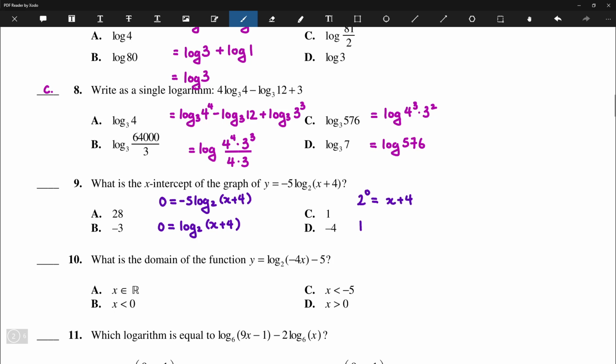2 to the 0 power, of course, is 1. So we have 1 is equal to x plus 4. So finally, x is going to be equal to negative 3. So the answer in this case is B.